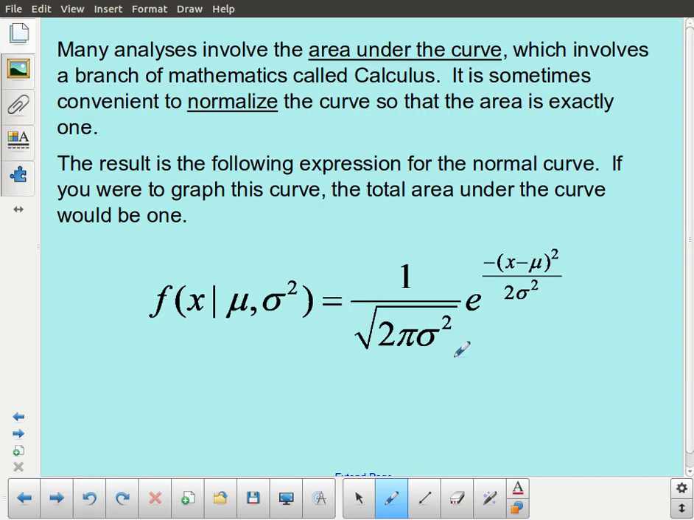Now, sometimes in math, I don't want to go too deep into this, so I just wanted to mention it because sometimes when you talk about the normal distribution, you'll see this expression. And it's quite complicated looking. It's got some unusual parts to it.